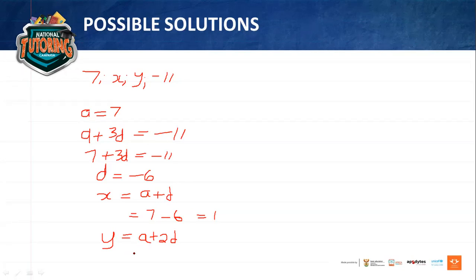Okay, A plus 2D. We've got the value of A at 7, of D as -6. I think you remember, D is -6. We put it in bracket. Then when you work it all out, you get the value of Y to be -5. So you now have the value of Y. You also have the value of X. So that is how you have to get the two unknowns. So that's one method.